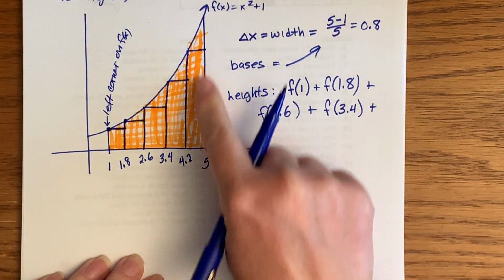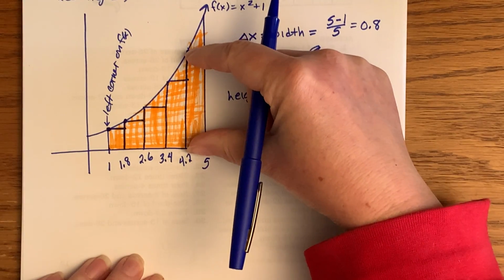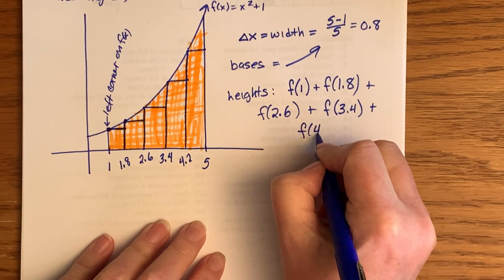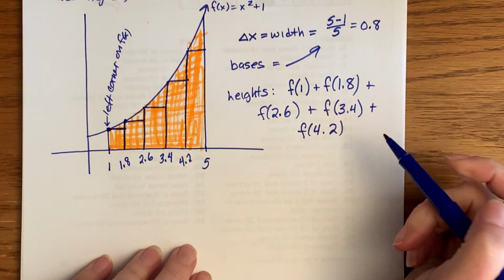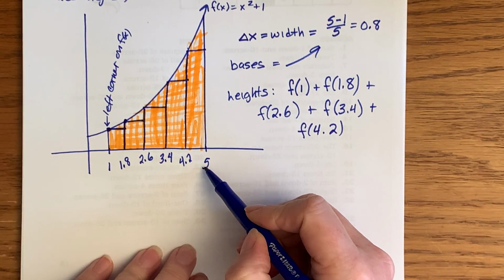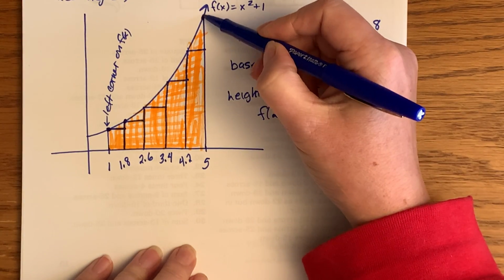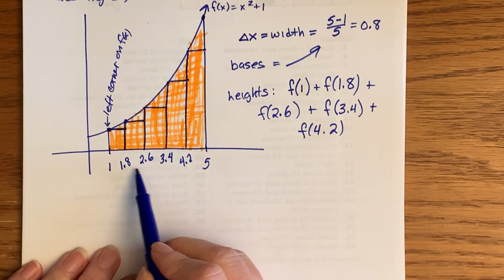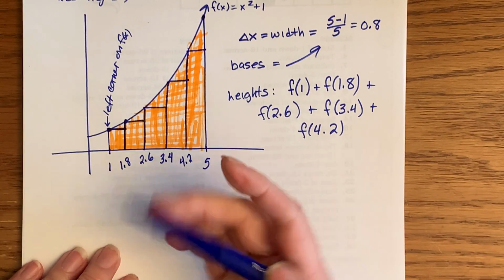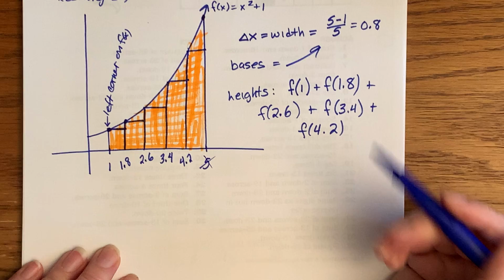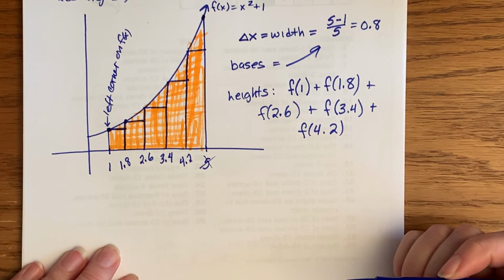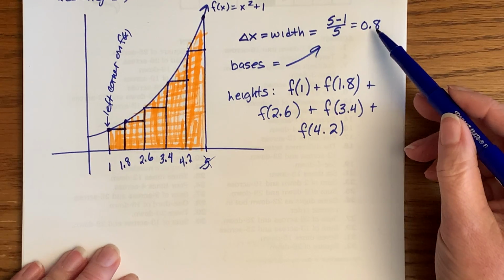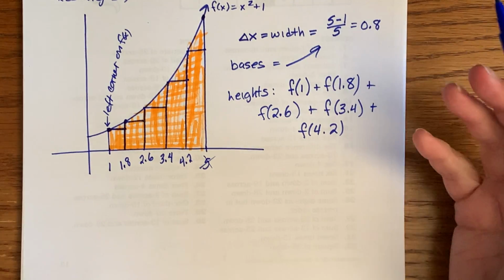And let's check the last one. The last one is the height at 4.2. I'd like you to notice that we're not using the height at 5. Is the height at 5 the height of our last rectangle? No. When we're doing a left Riemann sum, we would use the subdivisions on the left and not use the 5. So if I take each and every height, multiply it by the width, and then add them all up, that would be our answer.